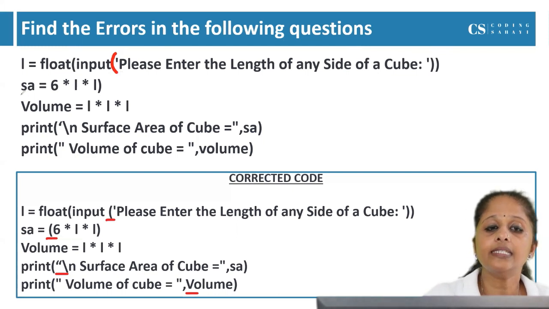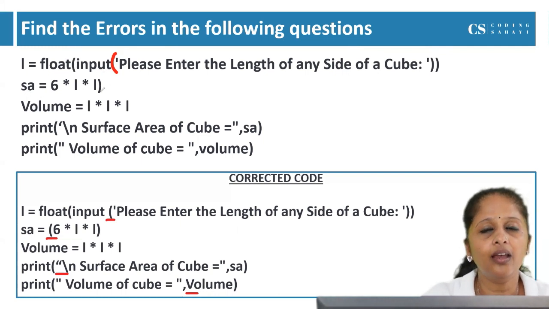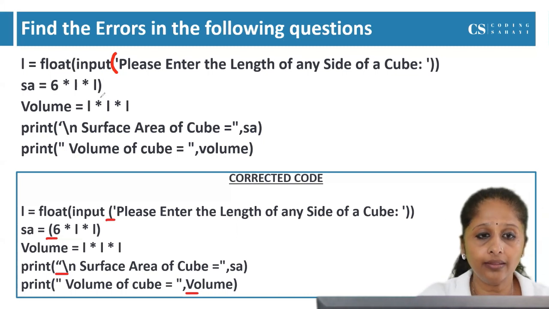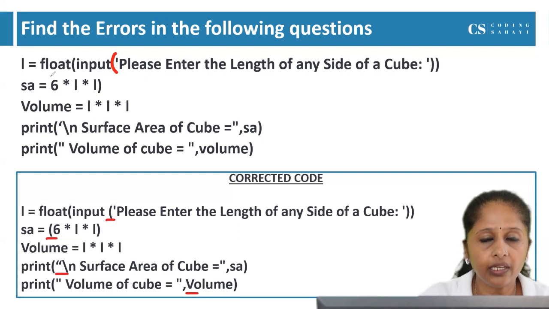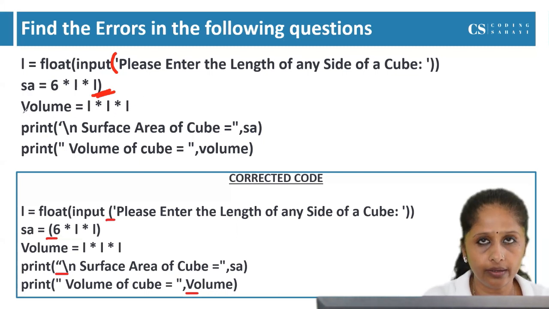Then in the next line, SA is equal to 6 multiplied by L multiplied by L, then a closing parenthesis. See, actually in this line, a closing parenthesis is not required. If at all you are giving a parenthesis, then here you can give an opening parenthesis. It is okay. We can remove this parenthesis. So that is the error in this line. So this closing parenthesis, it is not required. Then we have volume equal to L into L into L. So there is no error in this line.